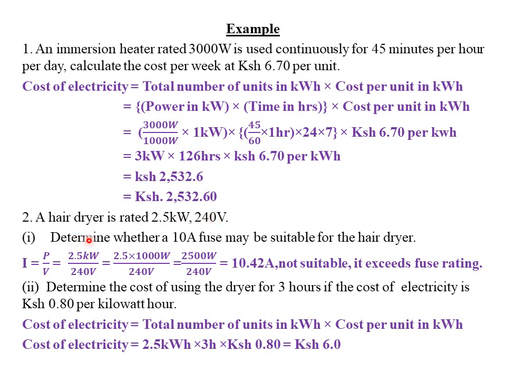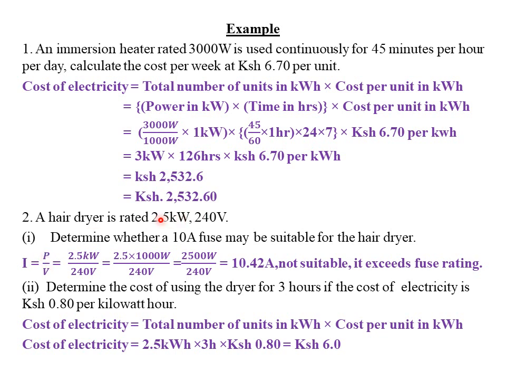So part A, we are told to determine whether a 10 ampere fuse may be suitable for the hair dryer. So we're going to find the amount of current through this particular hair dryer. Then we know that power is equal to VI. If we make current the subject of the formula, current will simply be equal to power divided by the voltage.